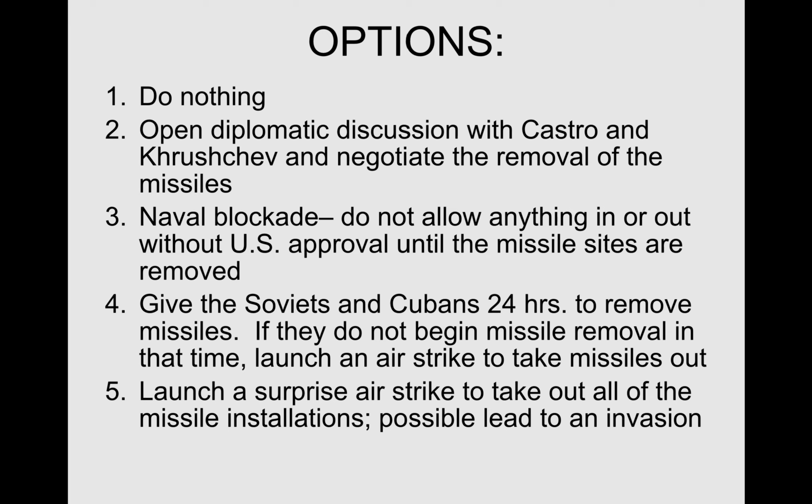Option number 4 would be to give the Soviet Union and the Cubans a 24-hour warning. We want you to remove these missiles within the next 24 hours, and if you do not remove them, we will launch an airstrike to physically remove those missiles ourselves. We would essentially bomb those missile sites that we have identified to guarantee that the missiles have been removed. So this is warn them first, say, hey, we're going to attack if you don't remove the missiles, and if they don't, then launch an airstrike.